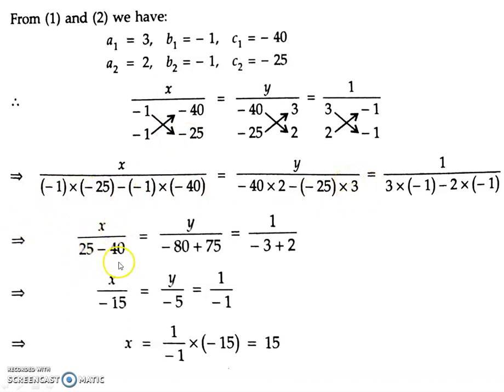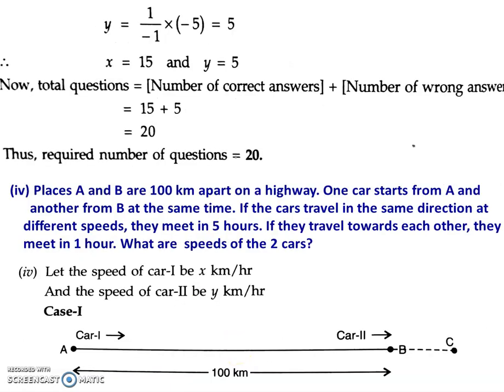So x by 25 minus 40 is equal to y by minus 80 plus 75 is equal to 1 by minus 3 plus 2. So after simplifying all of these things, we are getting x equal to 15 and y equal to 5. So that means the total will be x plus y, the total number of questions. So that is 15 plus 5, which is 20.